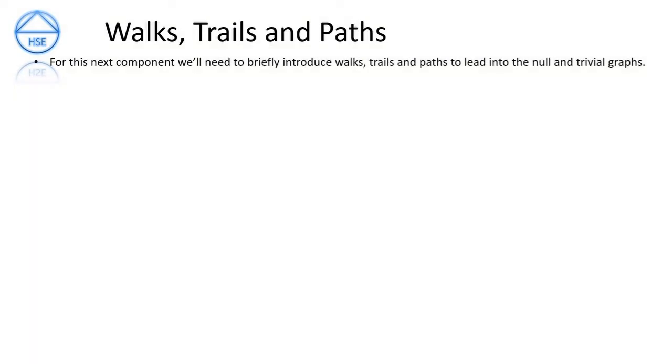Walks, trails and paths. To effectively explain the defining characteristics of the trivial and null graphs, we'll first need to briefly introduce the concepts of walks, trails and paths. If a graph was literally a series of bridges connecting landmasses such as the Königsberg problem, then walks, trails and paths are the different ways you could structure a journey.